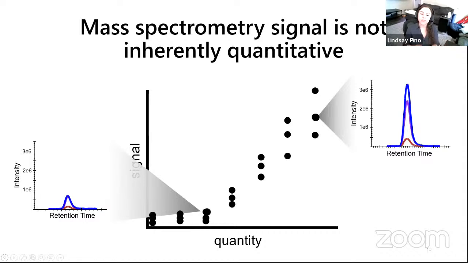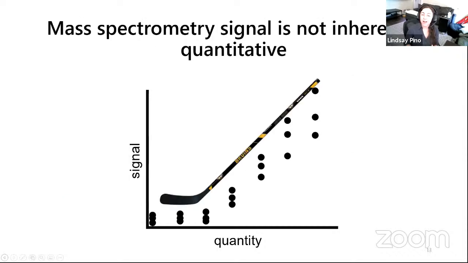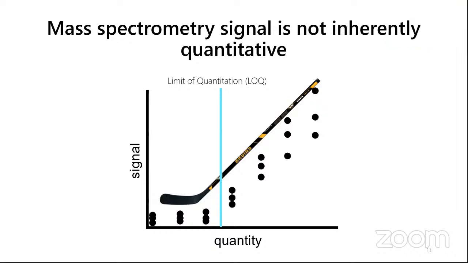So when we plot these quantity versus signal charts, we get a hockey stick shape. This is because every single analytical instrument, not just mass spectrometers, has this limit of detection, this limit of quantitation. At some point, even if you decrease the quantity that you're trying to measure in the mass spectrometer, you no longer get a change in signal. That point at which you've decreased the quantity but there is no change in signal, that's a limit of quantitation.